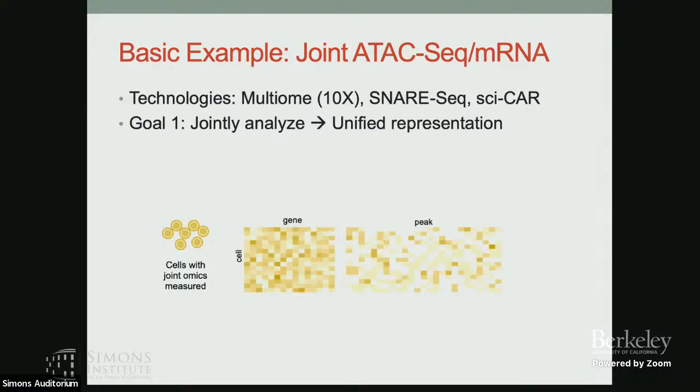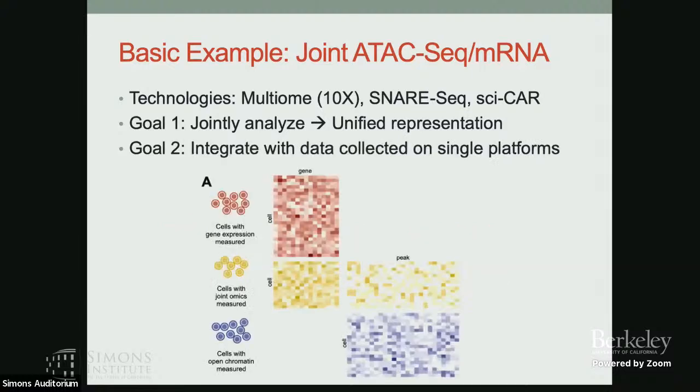And so one question is how to jointly analyze these two data sets. As this toy cartoon might illustrate, the peaks can be of a different nature than the genes, more sparse and so forth, and we want to put them together in a way that's not just combining them into one big matrix, to try to get a unified representation.